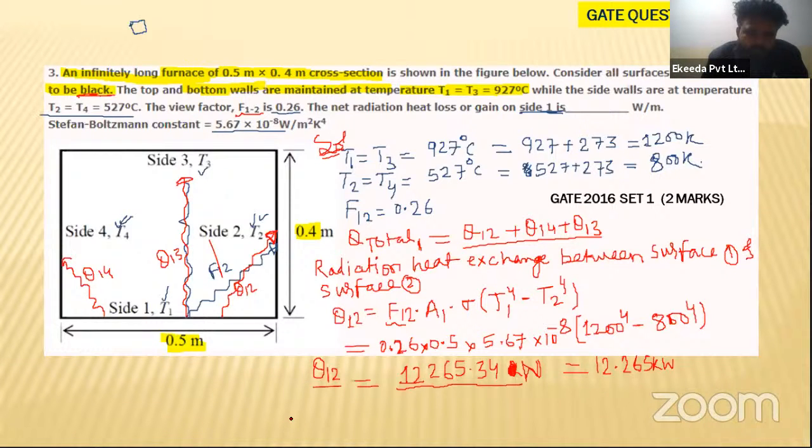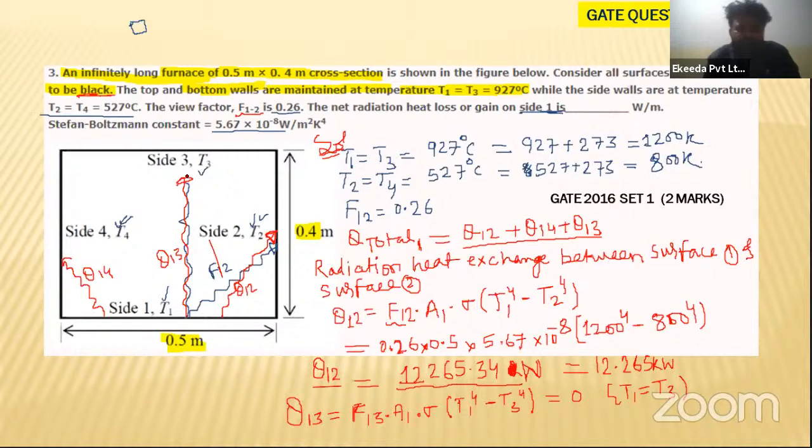Q13. If you see Q13, this will be nothing but F13 multiplied by A1 into sigma into T1 to the power 4 minus T3 to the power 4. But this will be equal to 0. Why, my dear students? Because we know that T1 is equal to T3. As T1 is equal to T3, that's why this value will become equal to 0. So for Q13, there will not be any kind of radiation exchange between surfaces 1 and 3. Okay. So let us see for Q4.